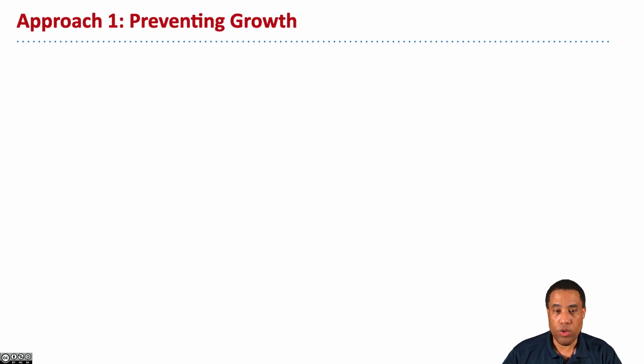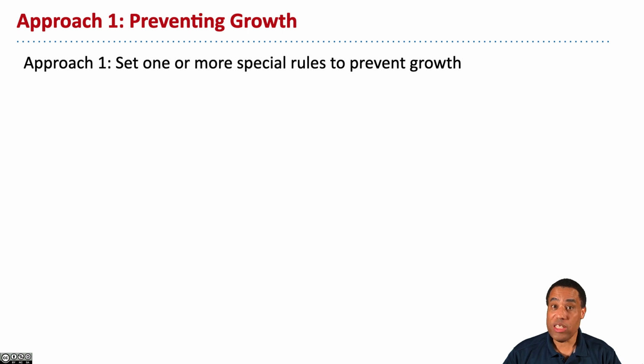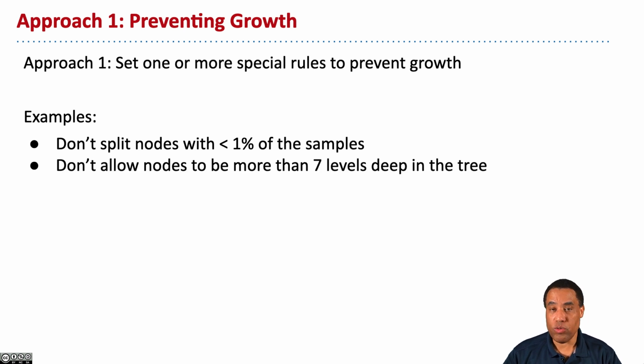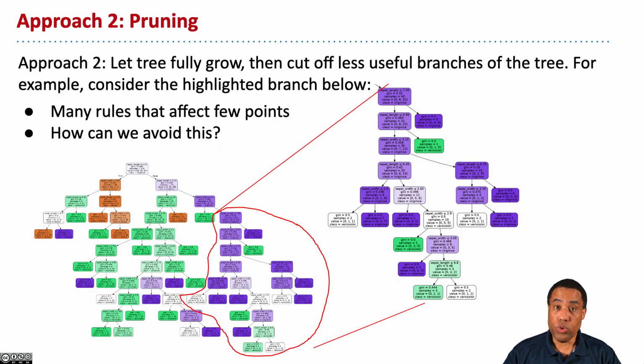The first approach is we're going to set one or more special rules to prevent the growth. Some examples might be, we won't split a node if that node has less than 1% of the samples. Another example of a rule is we won't allow nodes to be more than 7 levels deep in the tree. So these are two examples of how we could limit how much we grow the tree. The other approach is to prune.